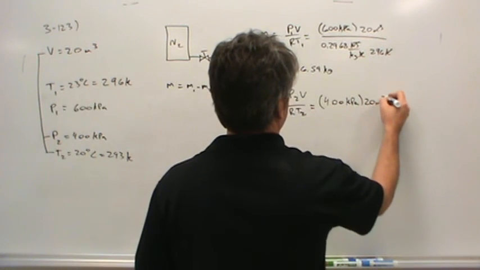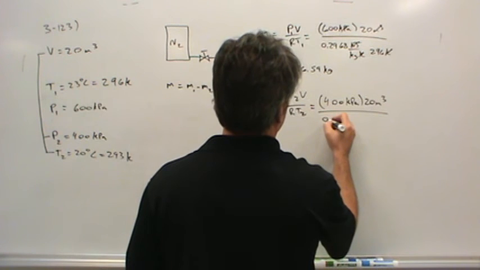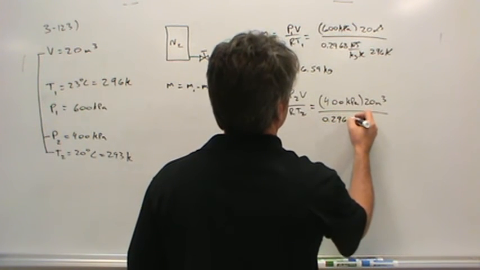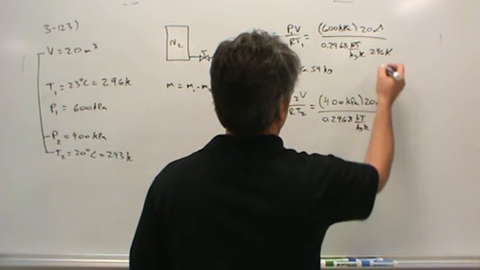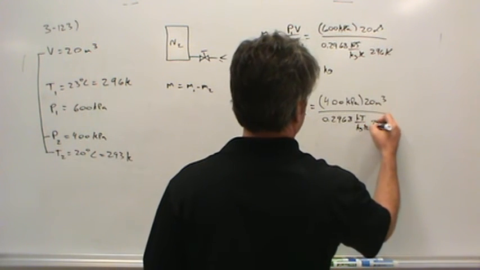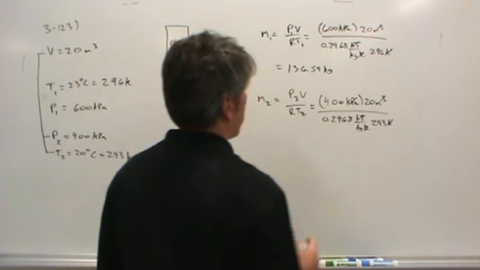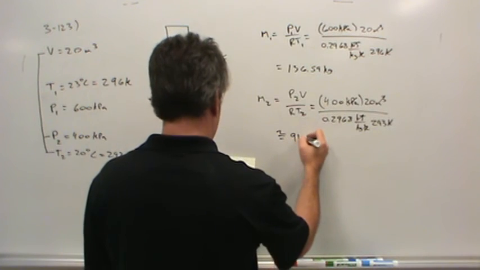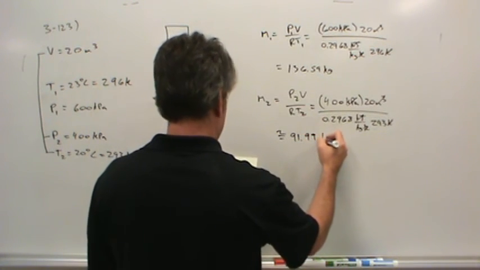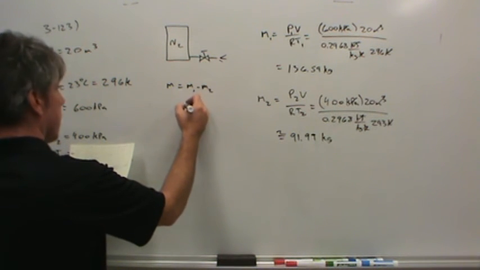And so, of course, it's the same game as before, except now the particular values have changed. Still 20 cubic meters, that's the volume taken up by the nitrogen. It's less concentrated, but that's okay. 0.2968, gas constant hasn't changed. And the temperature did decrease, it's 293 Kelvin. Same unit situation. We'll end up with kilograms of mass. This comes out to about 91.99 kilograms.